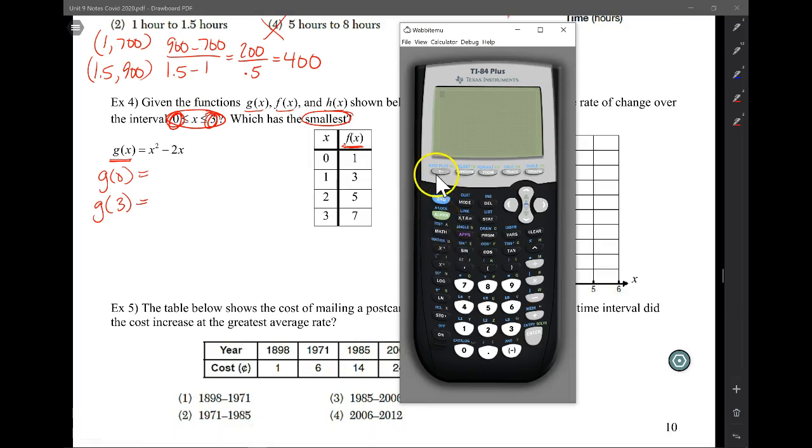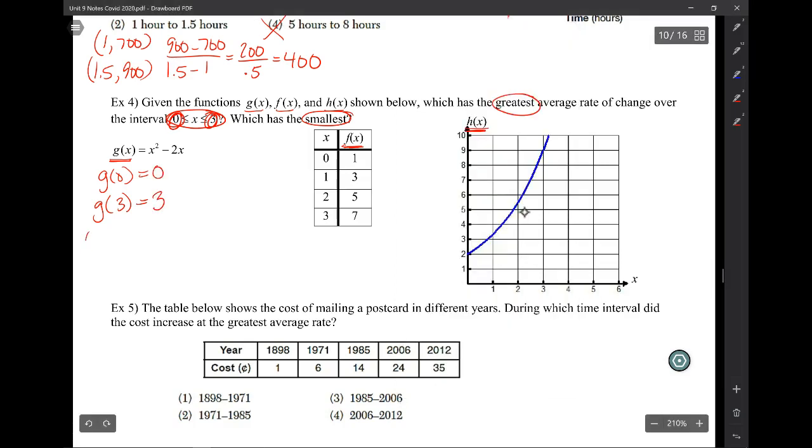All right, so I'm going to go to my y equals screen, clear that out, type in x to the second power minus 2x, and I'm going to go to my table of values. So g of 0 is 0, and g of 3 is 3. So 0, g0, 0, g3, 3. Those are my coordinate points. And now I can do slope. y2 minus y1 over x2 minus x1. So I get 3 over 3. So the slope of that one is 1.